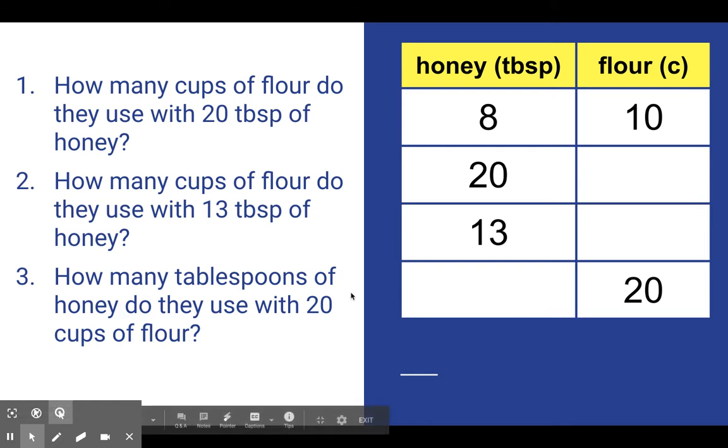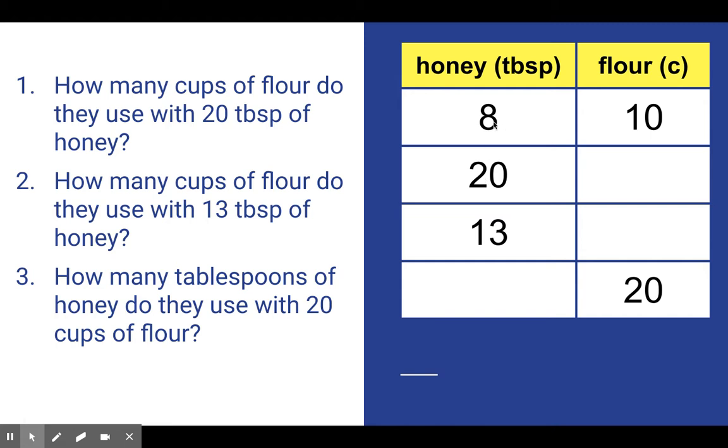One way that I could have gotten that was because it's hard to figure out how I can go from 8 to 20. But let's take half of that, for instance. If I take half of 8, you should know that that's 4, right? And if I take half of 10, that gives me 5. So for 4 tablespoons of honey, I would use 5 cups of flour.